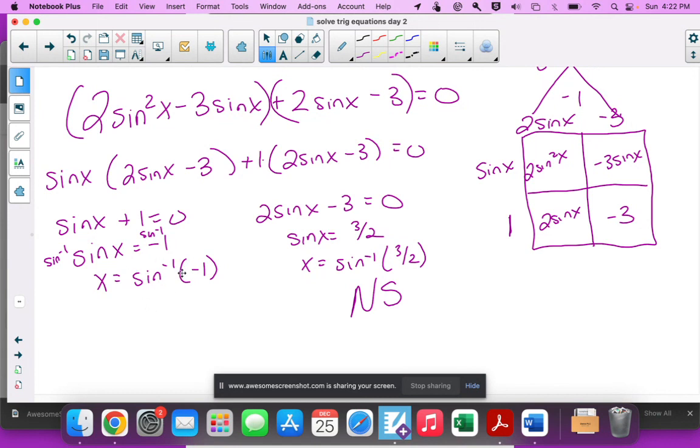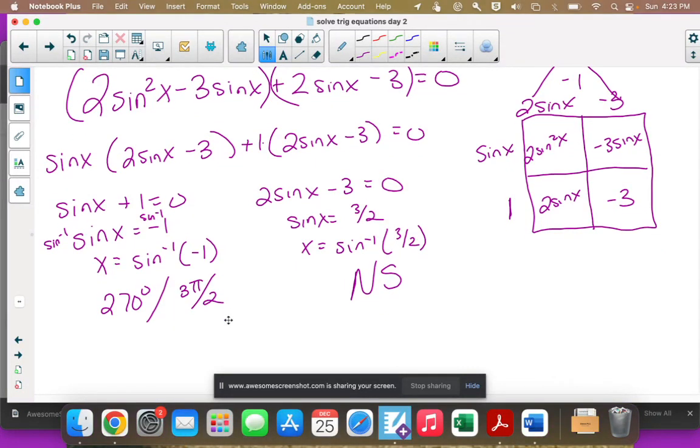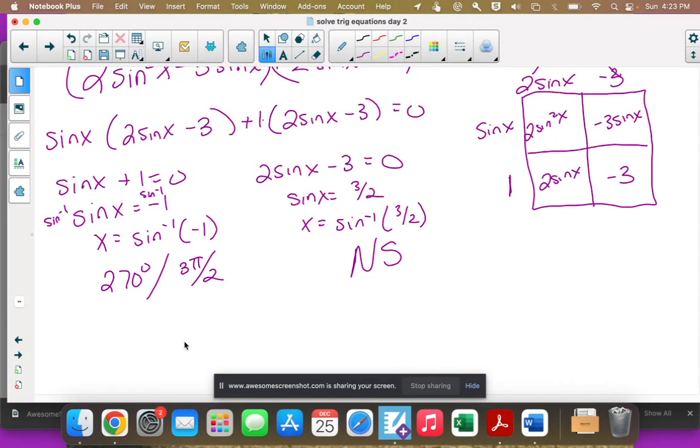And of course, where does sine equal -1? It equals -1 at 270 degrees, or 3 pi over 2. Okay. So same thing, if I wanted all the answers, then I would do 270 plus 360n, or 3 pi over 2 plus 2 pi n.